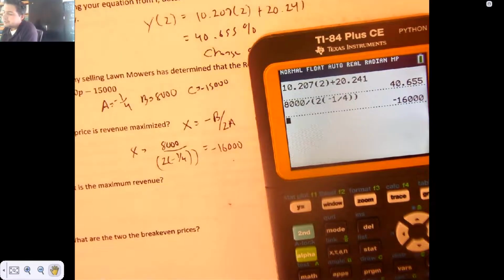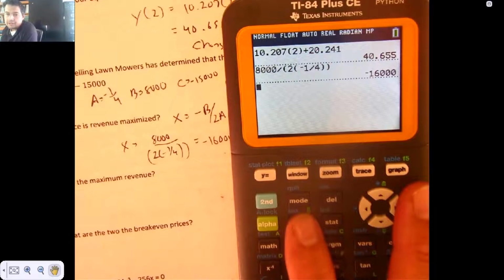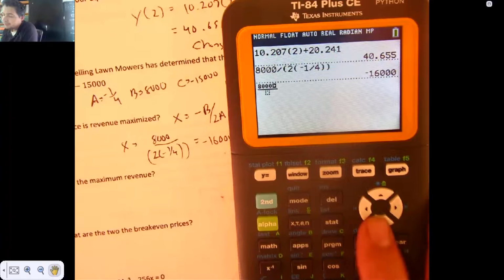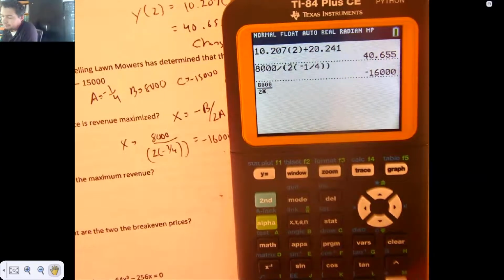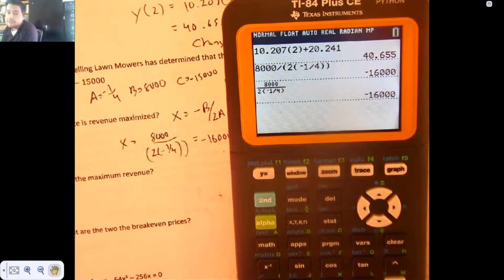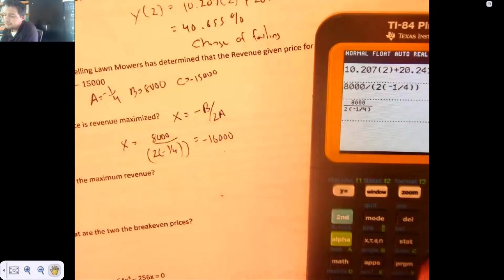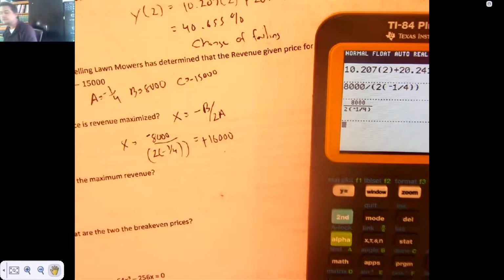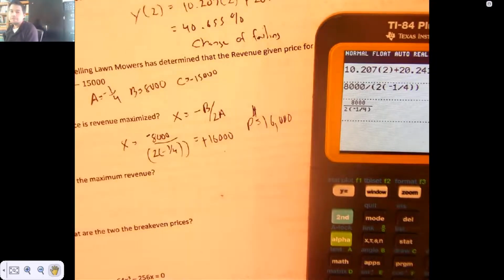I don't know if you've noticed it on these faceplates yet, but you see that X there? There's a fraction key. Hit alpha X. And then you don't have to worry about parentheses. You can just type in 8,000 over 2 times negative 1 over 4, negative 16,000. The X coordinate is negative, but that doesn't make a lick of sense. Oh, because this was supposed to be negative, wasn't it? There we go. Positive 16,000. The price value is $16,000. Pretty expensive mower. They think highly of themselves. Must be a big, gigantic zero turn.